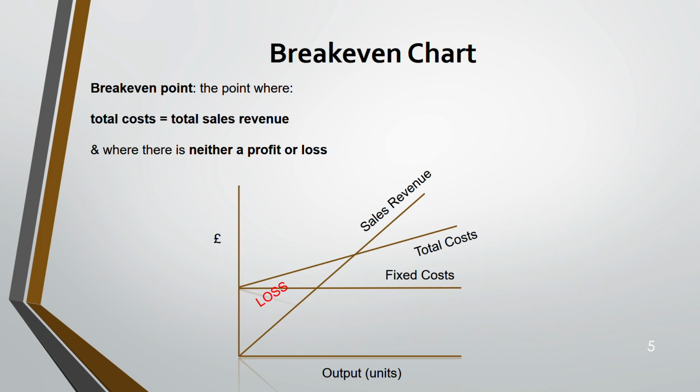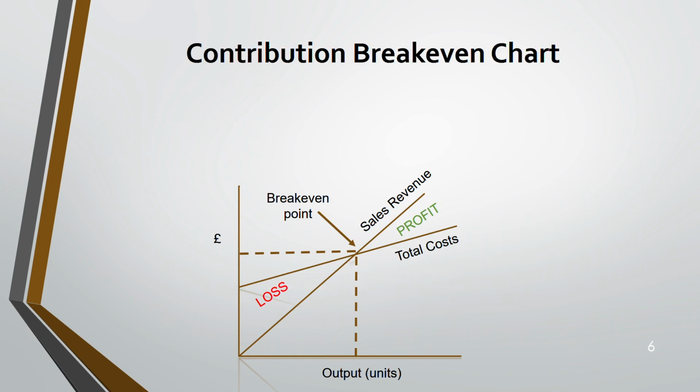That's why it's loss. On the other side, right hand side, when total sales revenue starts increasing more than total cost, it gives you a profit. That region in green. And the intersection of the 2 points is known as break even point. No profit, no loss. Okay. Coming to the next one.